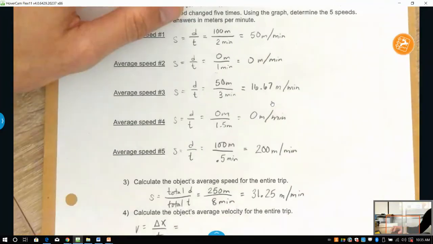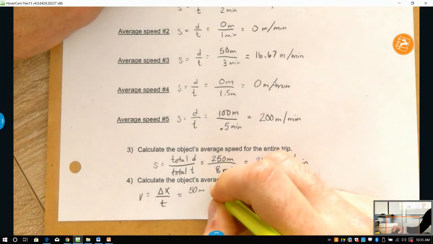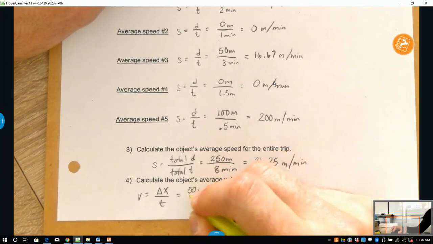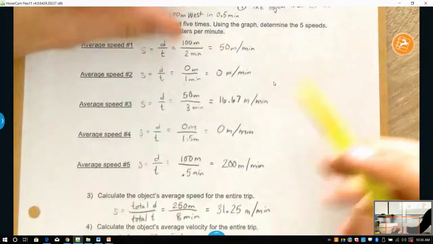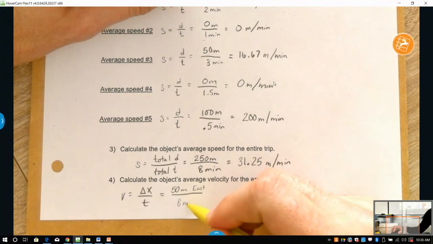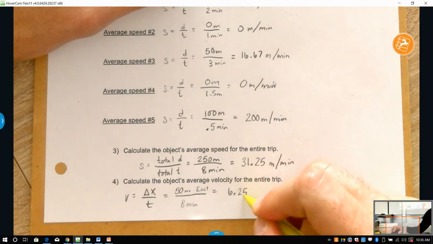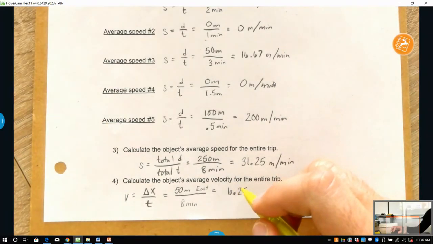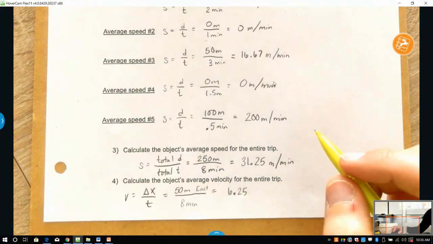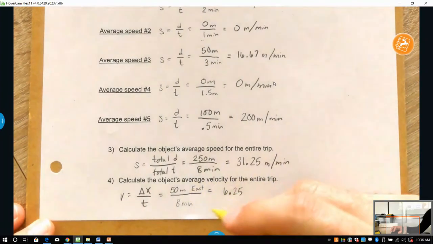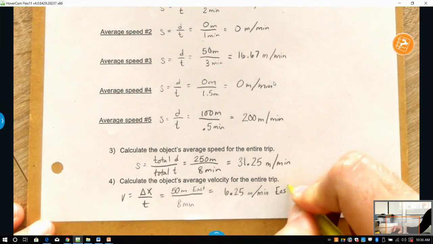So here, our displacement will be 50 meters. Now I'm just going to write east here because we've been using east for this problem. And it took us a total time of 8 minutes. So 50 meters in 8 minutes. And when you divide that out, it comes out to be roughly 6.25. According to my students, that's what they calculated. Let me just double check real quick. It sounds about right. Yep, 6.25, and that will be meters per minute east.